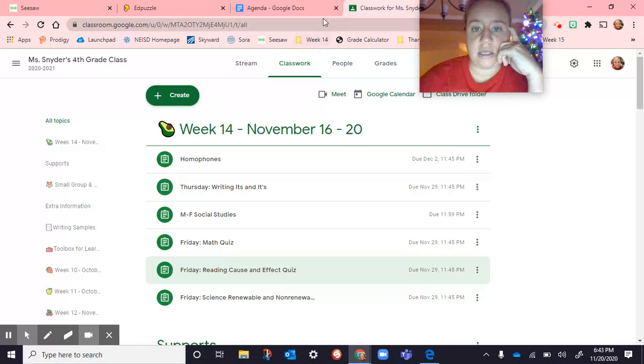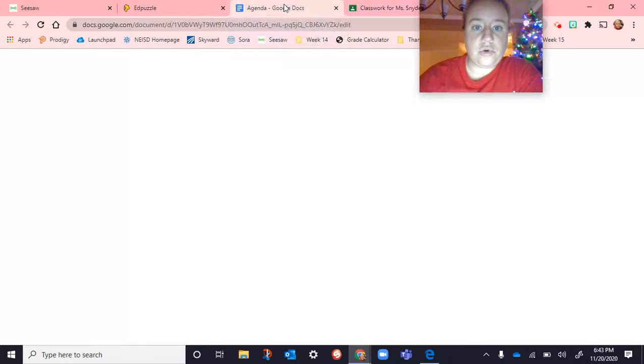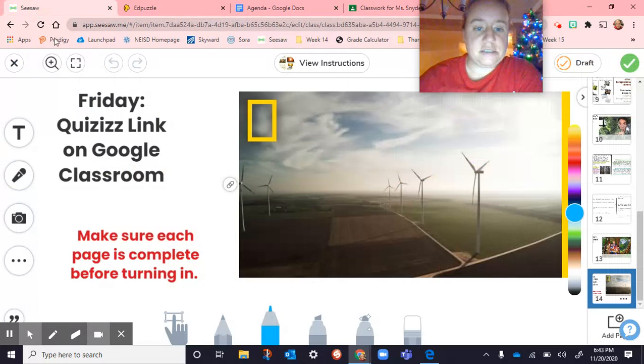And then ignore these due dates. I put them longer so that the quiz doesn't expire so fast in case anybody wanted to make corrections, but everything for week 14 is due today. So ignore these due dates. It's just so I don't have to keep opening the quiz up in case anybody wants to make any corrections. So let me go back to Seesaw.